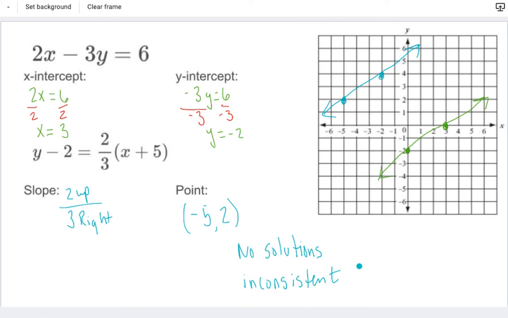So to solve systems of equations by graphing, you just graph the equations you have on the same coordinate plane and look for where they intersect.